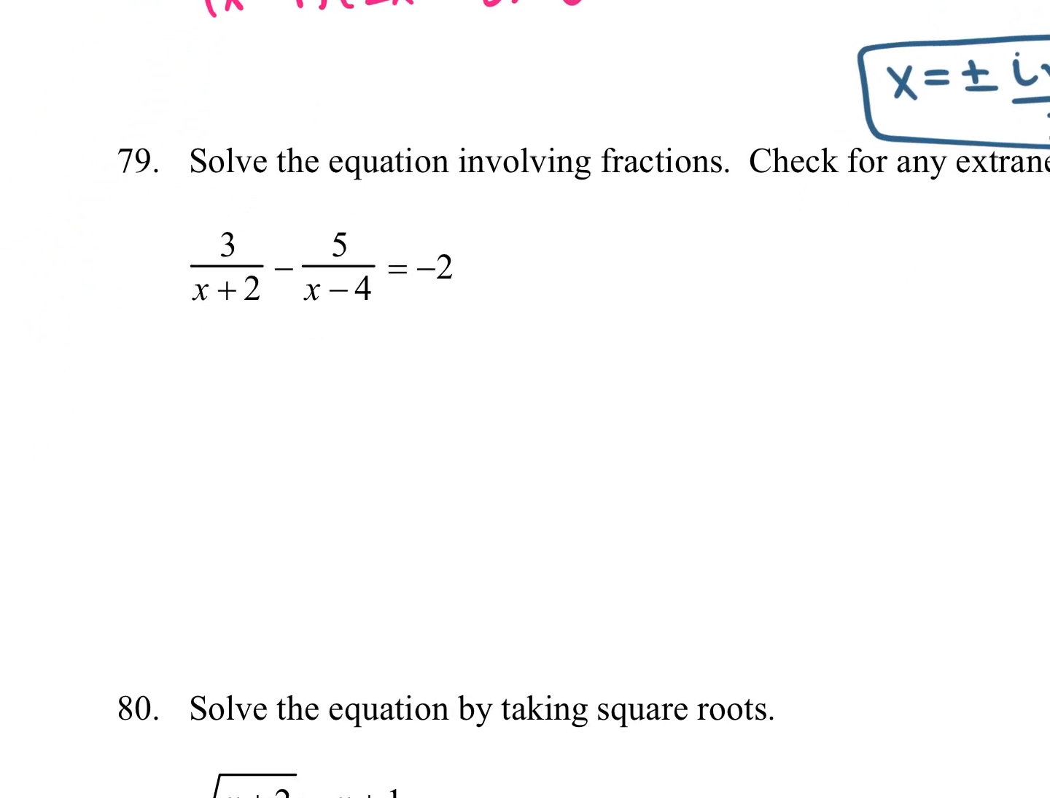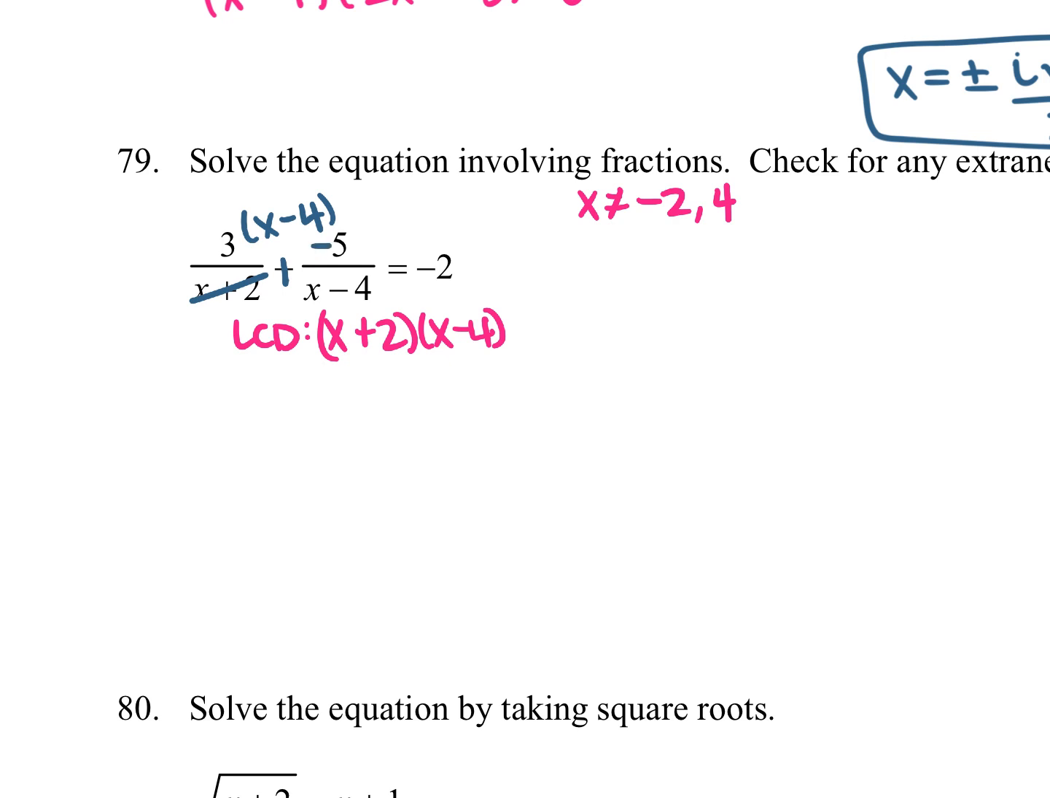For 79, you have 3 over x plus 2 minus 5 over x minus 4 is equal to negative 2. Least common denominator is x plus 2 times x minus 4. So your x cannot equal negative 2 or positive 4. So we're going to multiply the first fraction by x minus 4. Get rid of your denominator. Make it a negative 5 times x plus 2. Get rid of your denominator. And then multiply your negative 2 by x plus 2 times x minus 4.